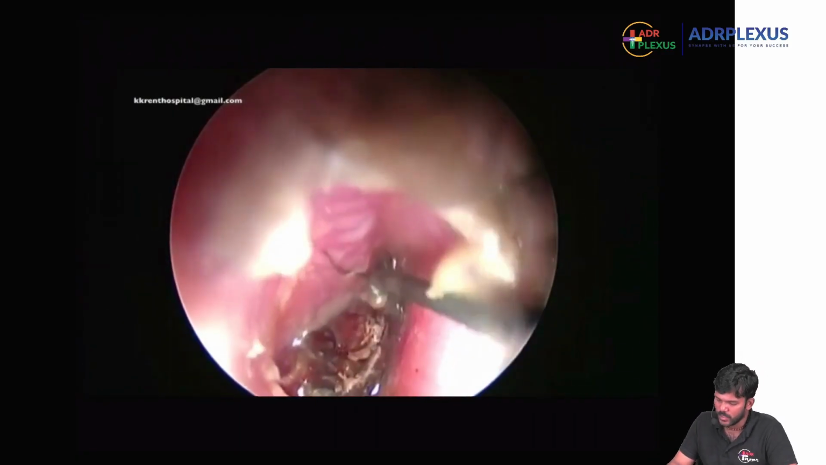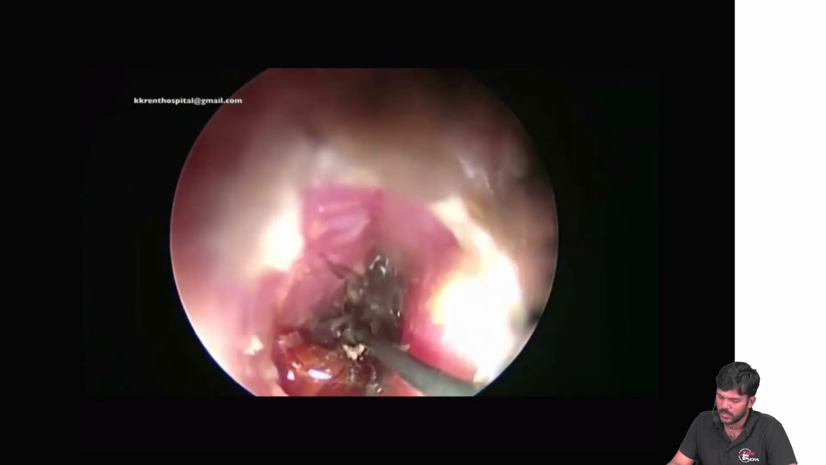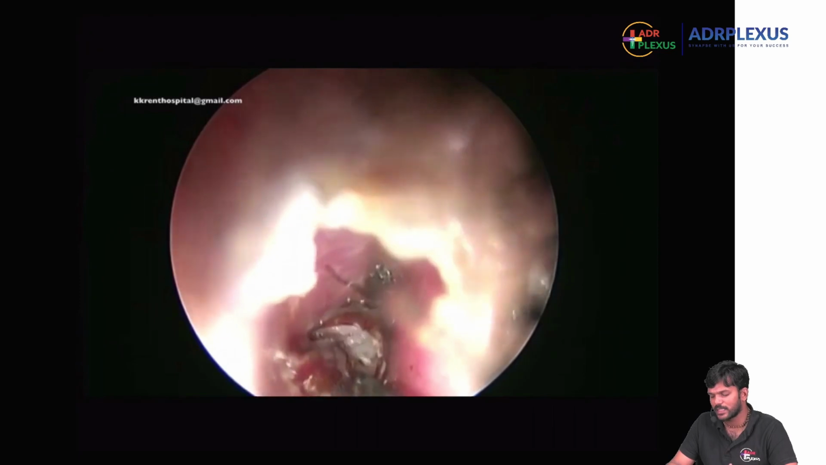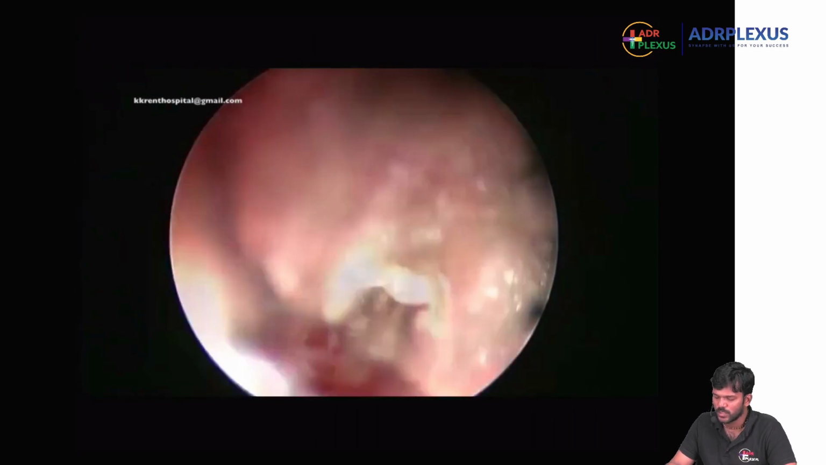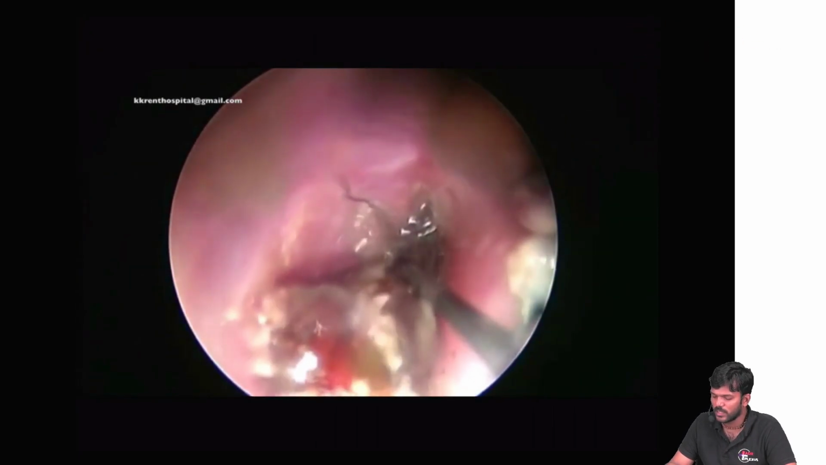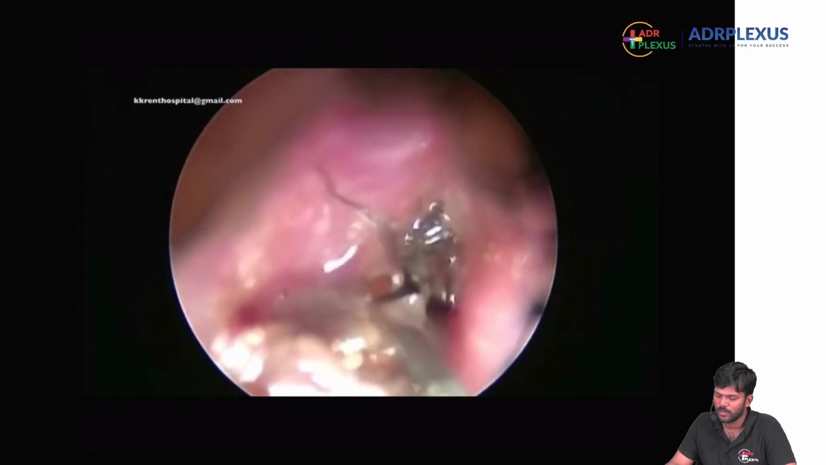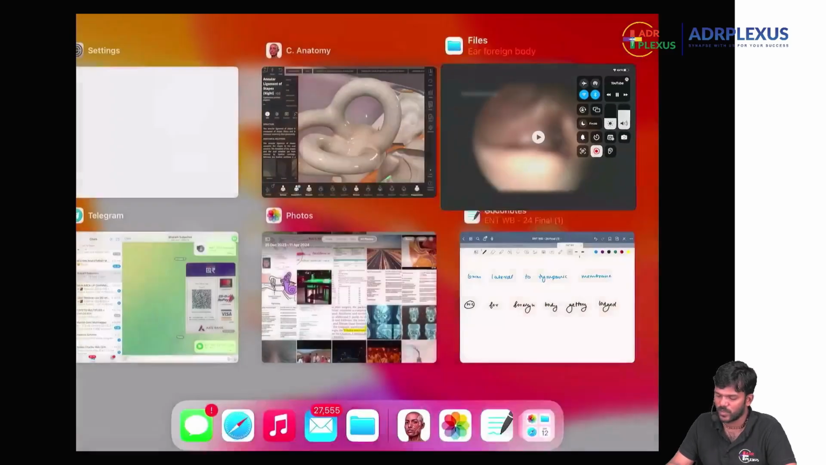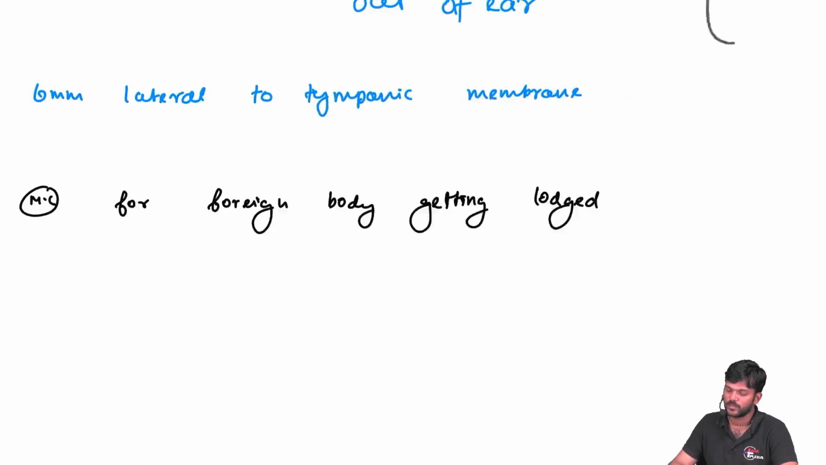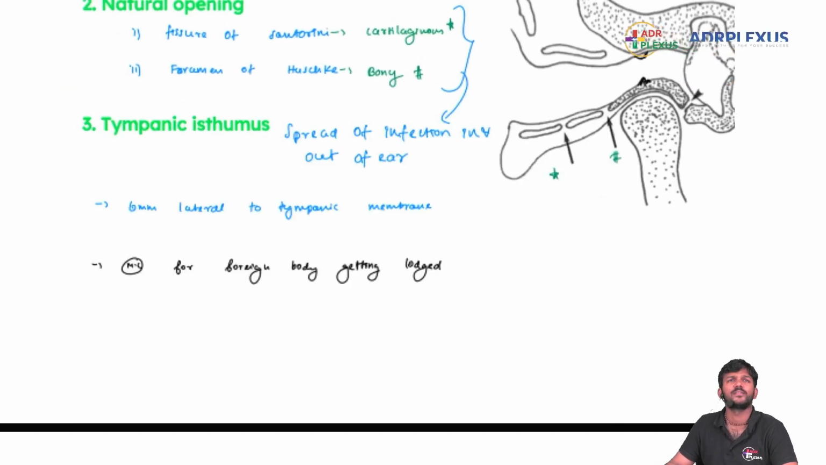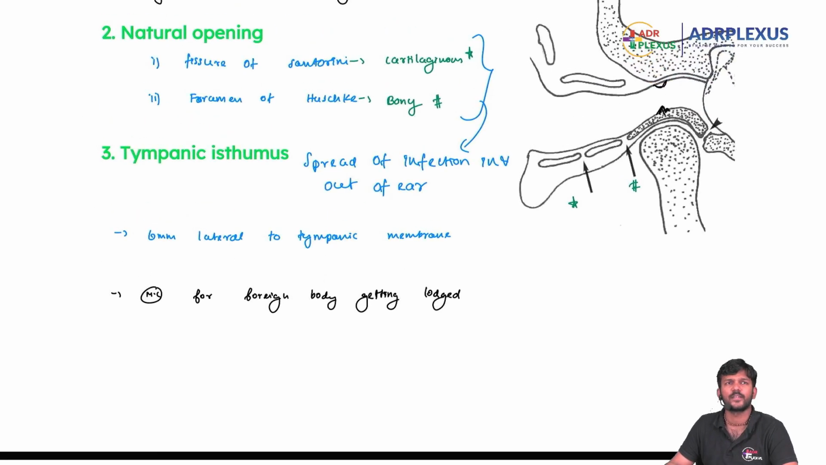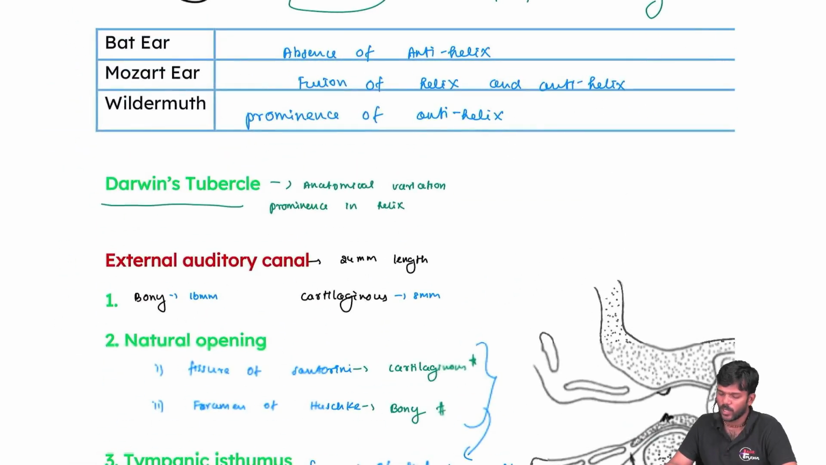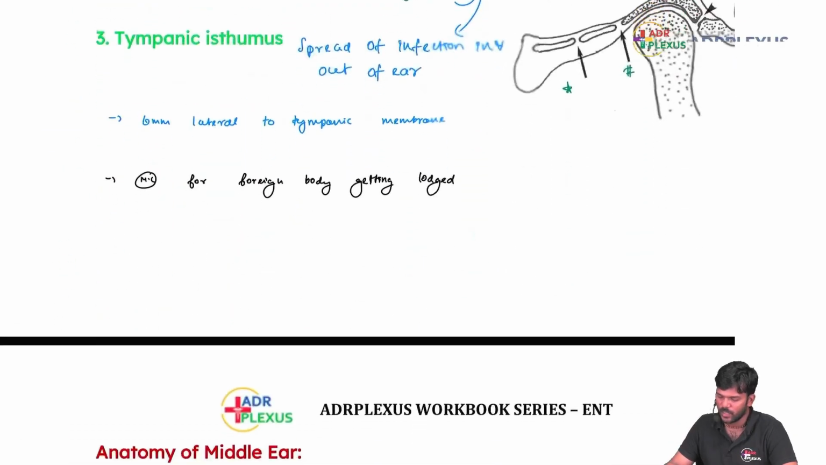Okay, so they are removing the foreign body. This happened to a young child of 2 years, so we can't remove it entirely. They were removing it piecemeal. It was done under general anesthesia only. Okay, fine. So understood? Fine. So that's all about the important points about the external auditory canal.